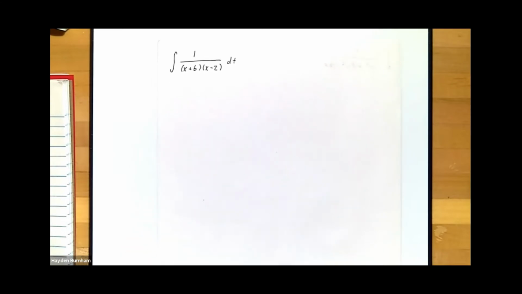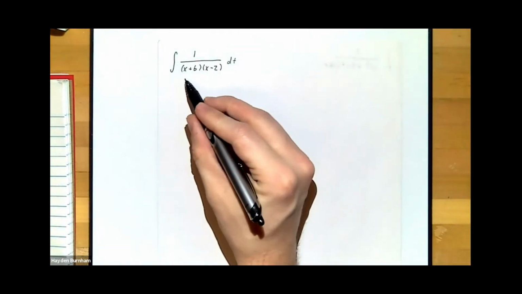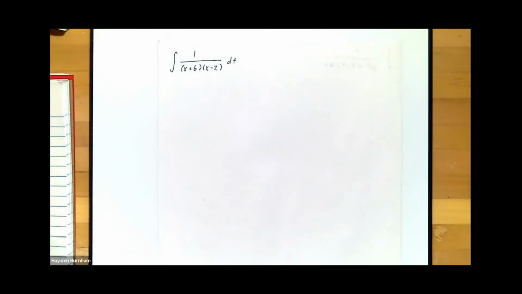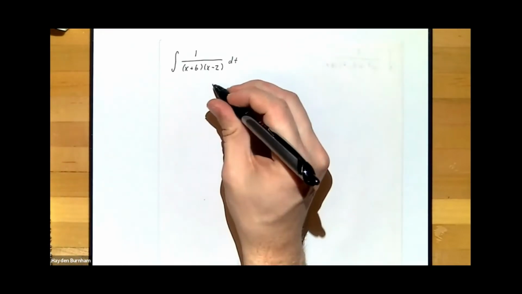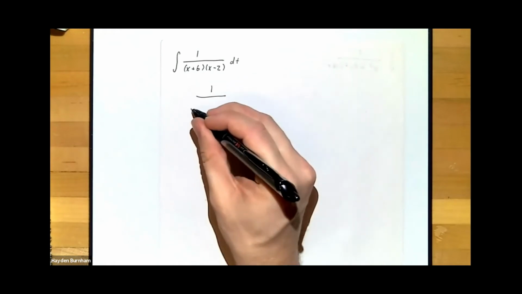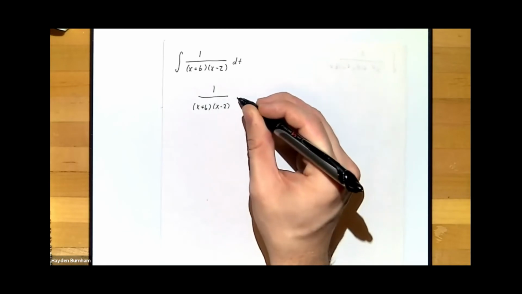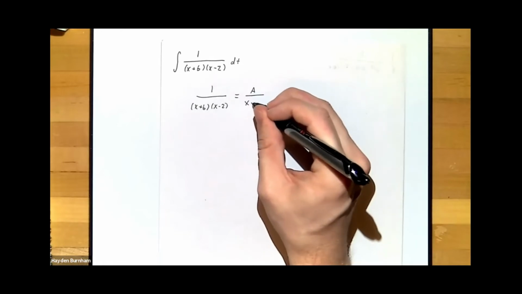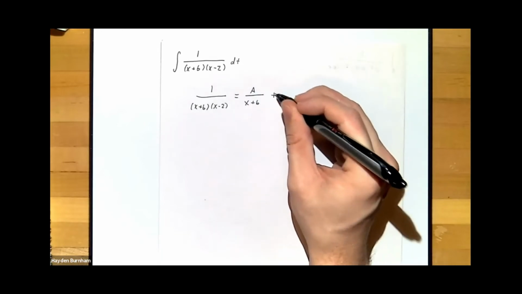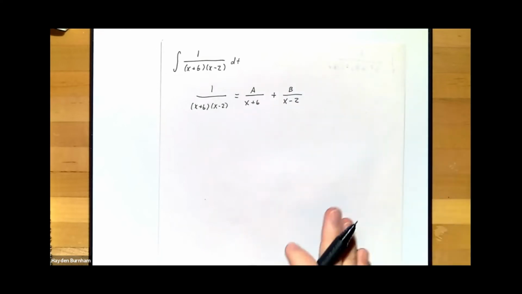Anyway, so I'm just going to go ahead and do some examples real quick. So here we have 1 over x plus 6 times x minus 2. And looking at that table, I know that this can be broken up, so I'm just going to rewrite this. 1 over (x plus 6)(x minus 2). This can be broken down to A over x plus 6 plus B over x minus 2. Right.